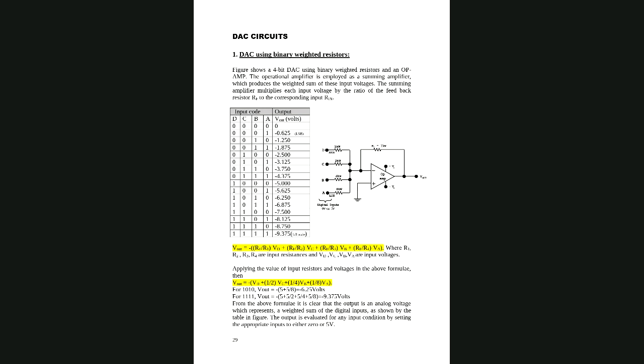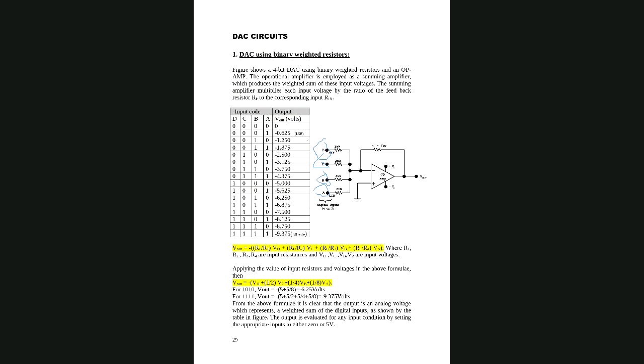And then the second one is 2 kilo ohm. The third one is 4 kilo ohm. And then we have 8 kilo ohm. The LSB will be the 8 kilo ohm. And the inputs, we have the inputs VA, VB, VC, and VD here. We have voltage inputs here: VA, VB, VC, and VD. These are the voltage inputs.